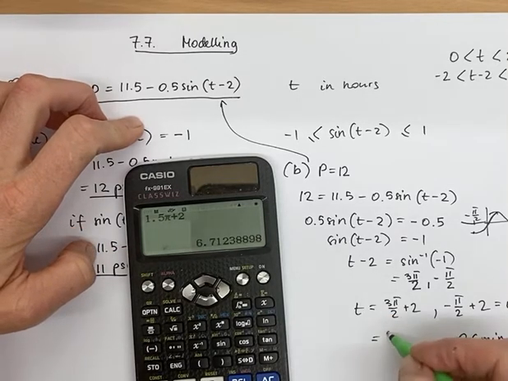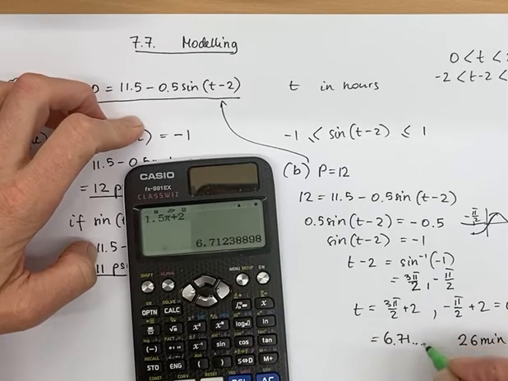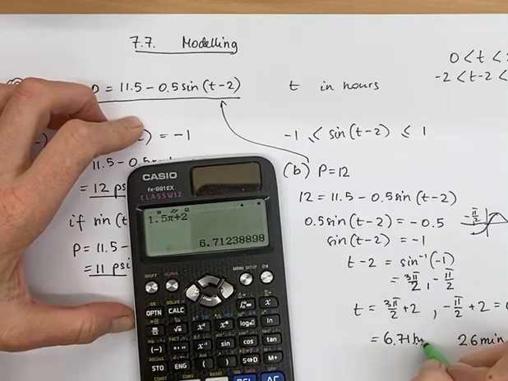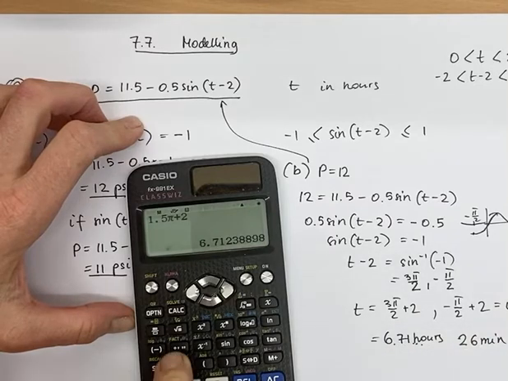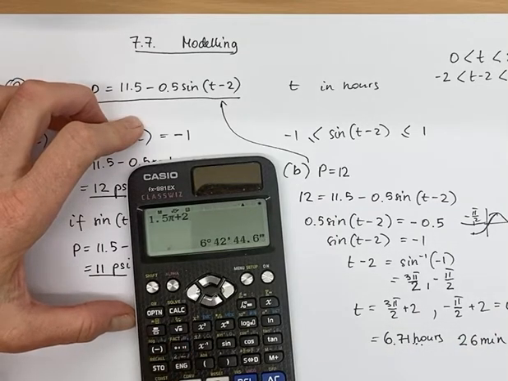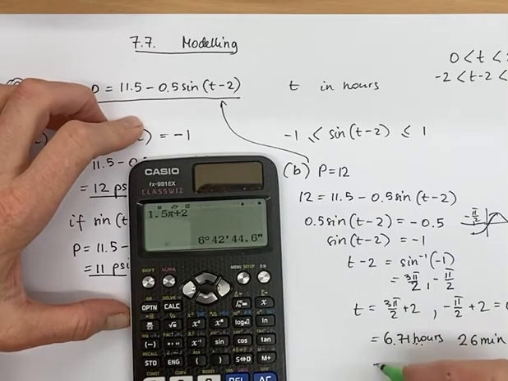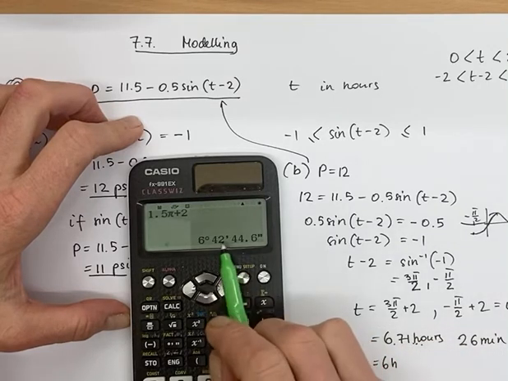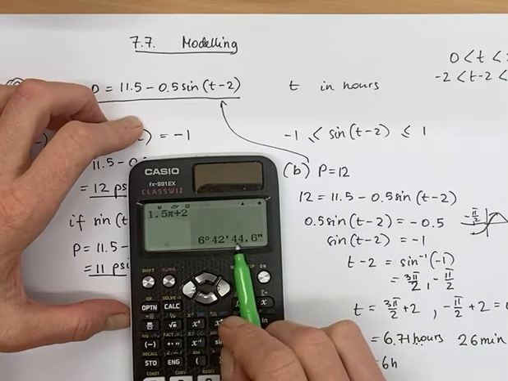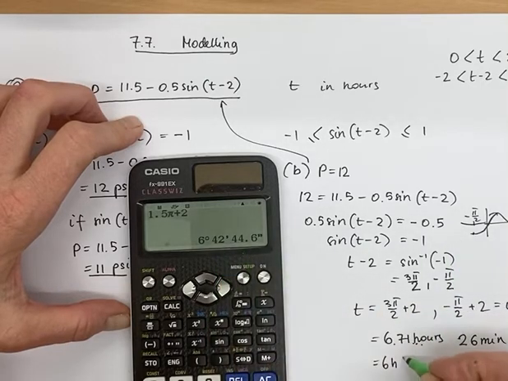That gives me 6.71 hours. Now, if I want to change it into minutes, I press that key. That gives me 6 hours and 42 minutes, 44 seconds. 44 seconds will round up to 43 minutes.